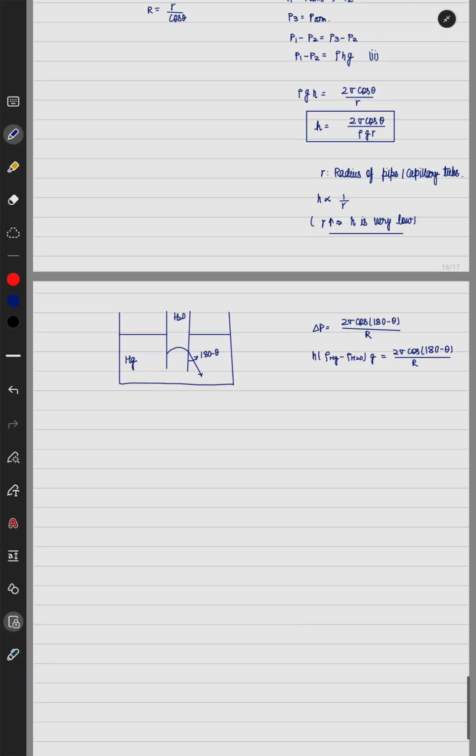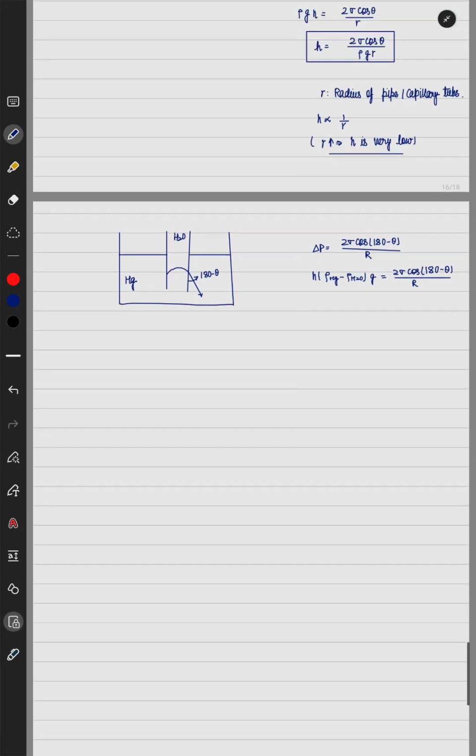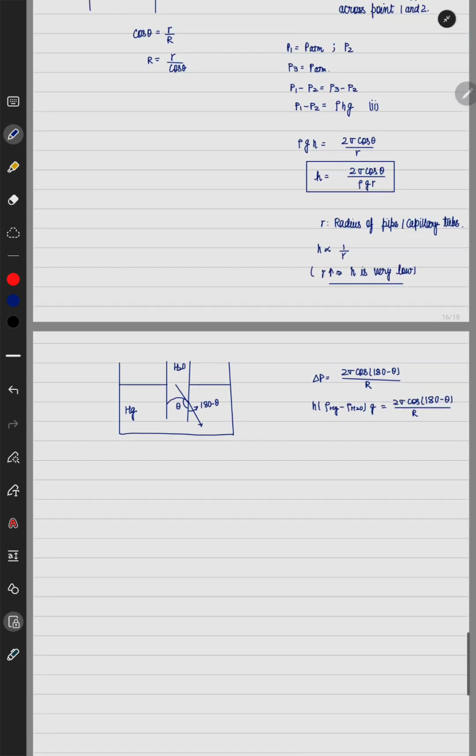The next was, if the liquid is not rising and it is falling, in that case what we usually do is draw the tangent at the point of contact of the glass or any capillary tube and the liquid. So if this angle is given by theta, since this is a tangent, then the angle made by the tangent with that of the capillary is given by 180 minus theta. So this was the angle that we used in the last formula.